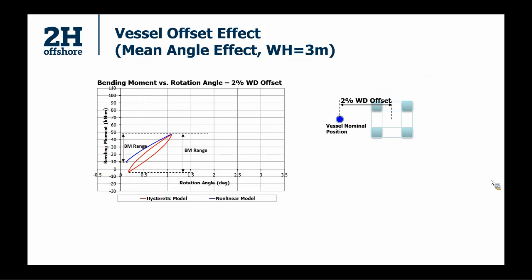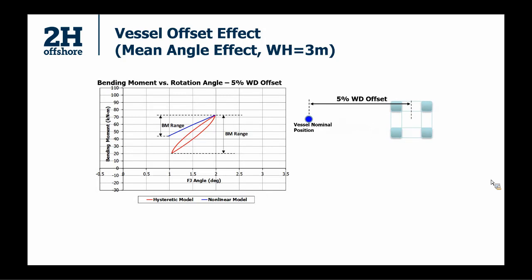If we increase the vessel offset to be 5% of water depth, then the flex joint mean angle is 1.5 degree now. So still the center of the hysteresis loop is about 1.5 degree. And the bending moment range difference is getting larger due to the fact that the nonlinear curve has a smaller slope at larger angle.